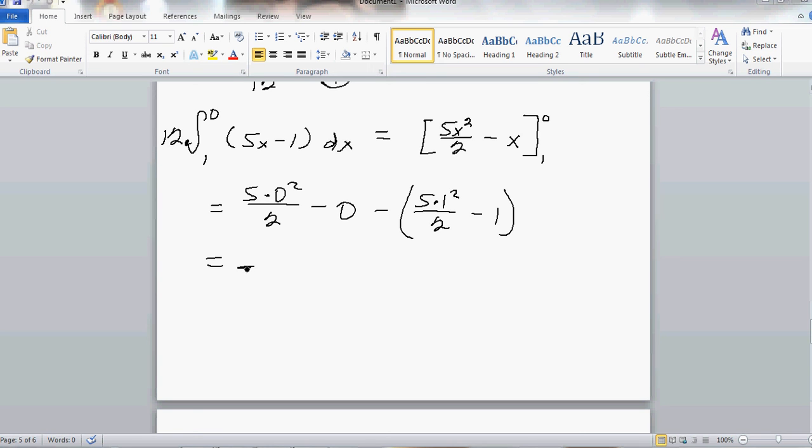So I get negative, whatever that is. 5 times 1 squared is 5. 5 over 2 minus 1. This becomes negative. Well, 5 halves minus 1 is 3 halves. And negative 3 halves is the final answer.